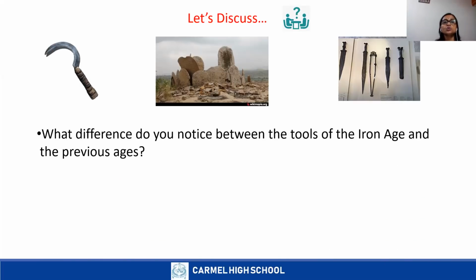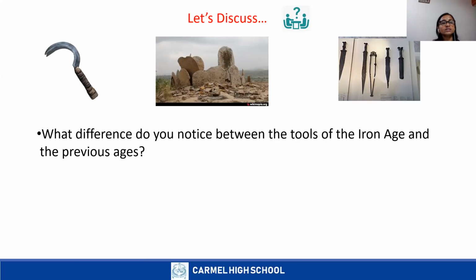Now, what difference do you notice between the tools of Iron Age and the previous ages? What difference do you notice? The previous ages means Neolithic Age and Chalcolithic Age. So we know that during Neolithic Age, tools were made of stone. During Chalcolithic Age, the tools were made of copper and stone. Iron Age, the tools were made of iron. Okay, this is one difference.